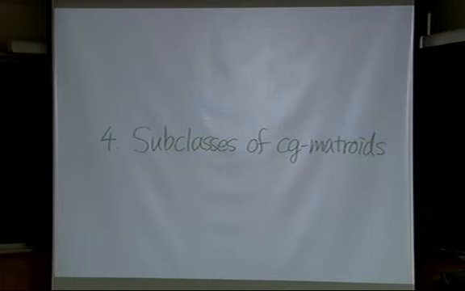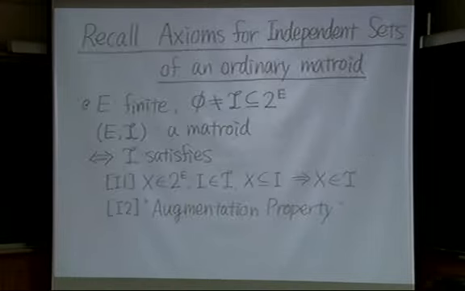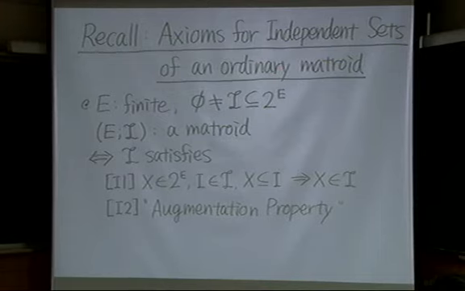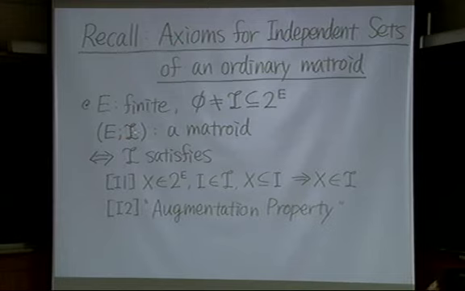Okay, now I will discuss some subclasses of CG matroids. So first, let's recall the axioms for independent sets of an ordinary matroid. That is, if E is a finite set and script I is a family of subsets of E, then the pair (E, I) is an ordinary matroid if and only if script I satisfies the following 2 properties. Script I is called a family of independent sets. That is, any subset of an independent set is also an independent set, something like this property. And augmentation property.